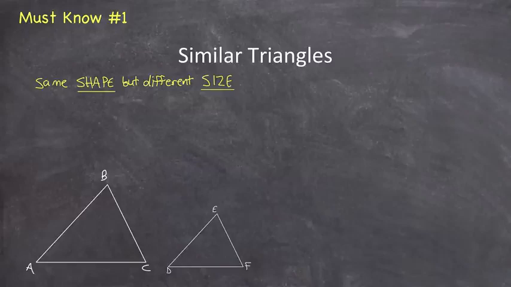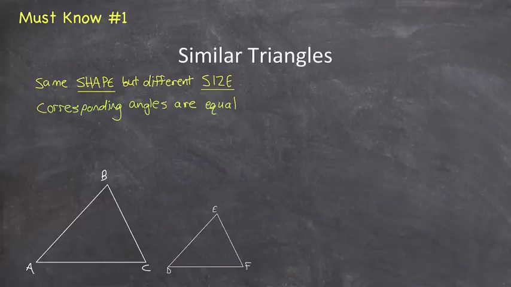And similar triangles have 2 very important properties. Their pairs of corresponding angles are equal. So in these 2 triangles, you can see that angle A and D are equal to each other, B and E are equal, and C and F are equal.